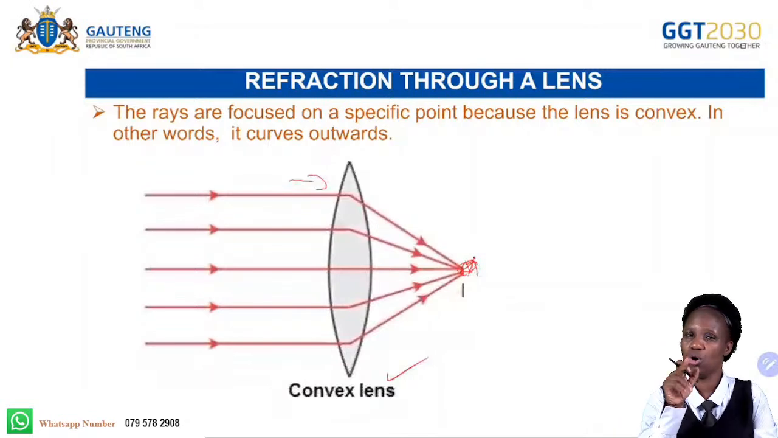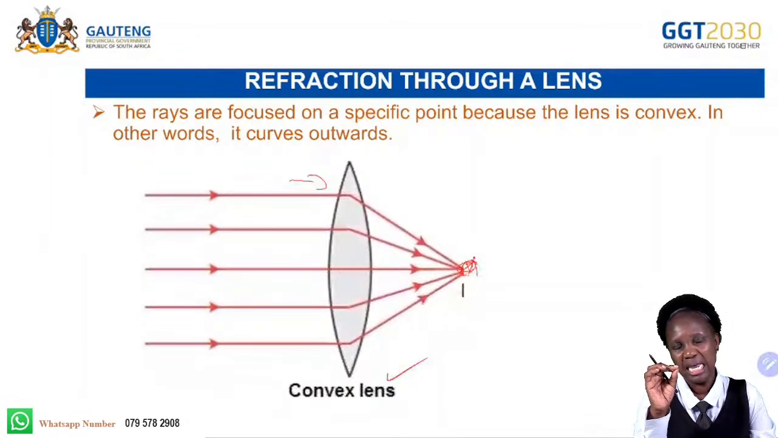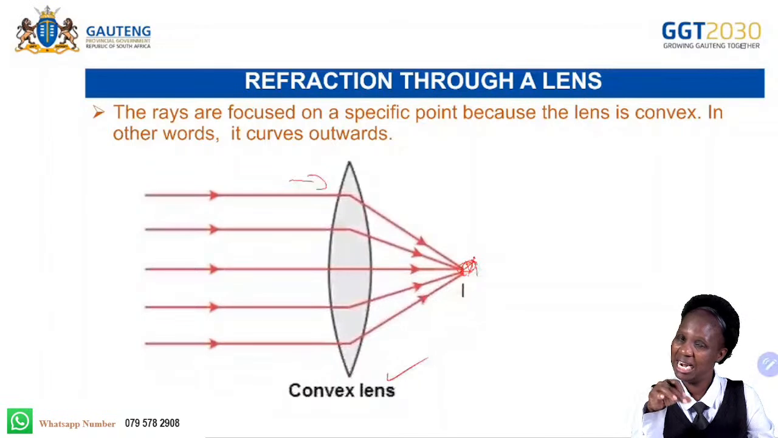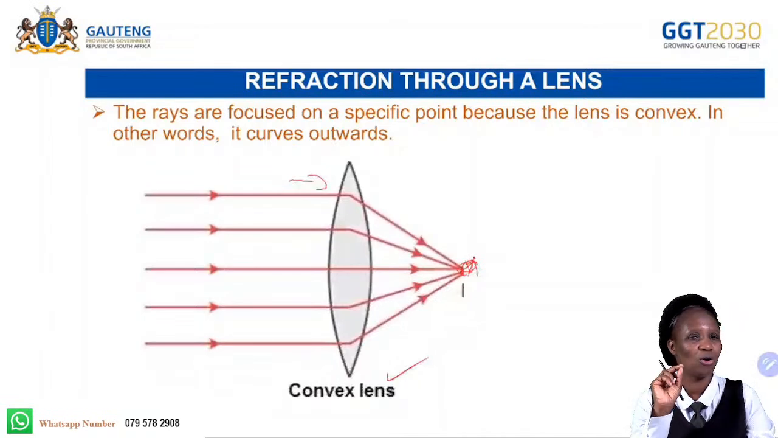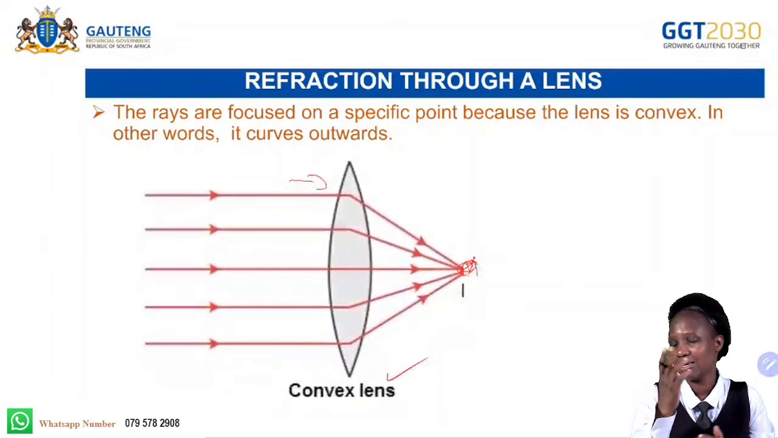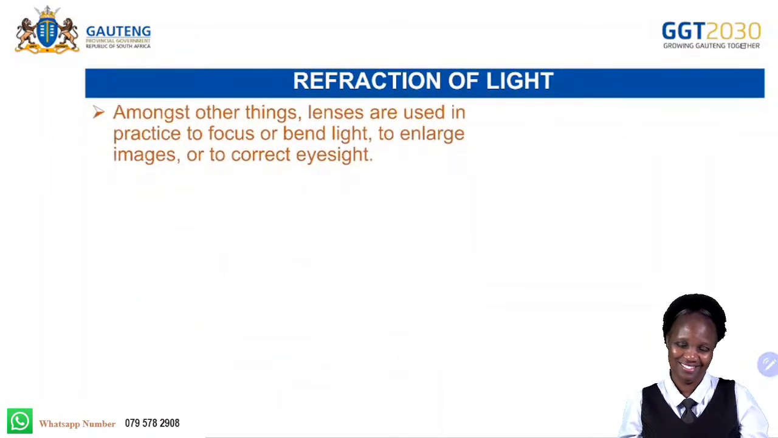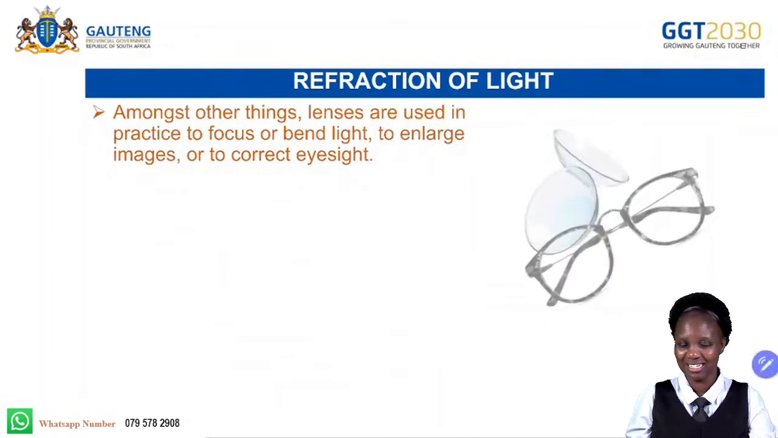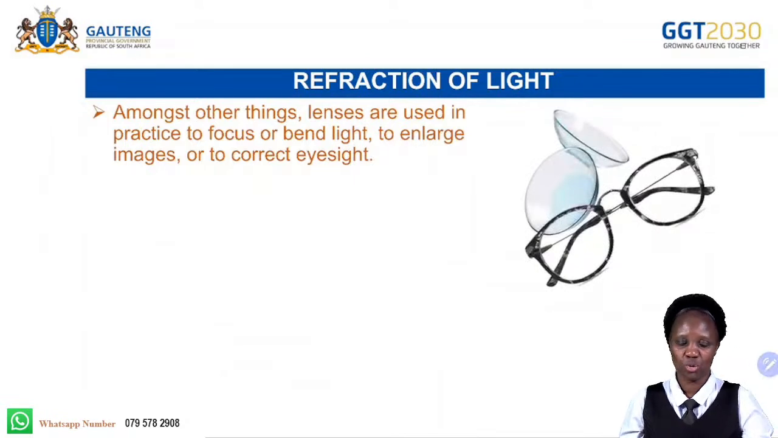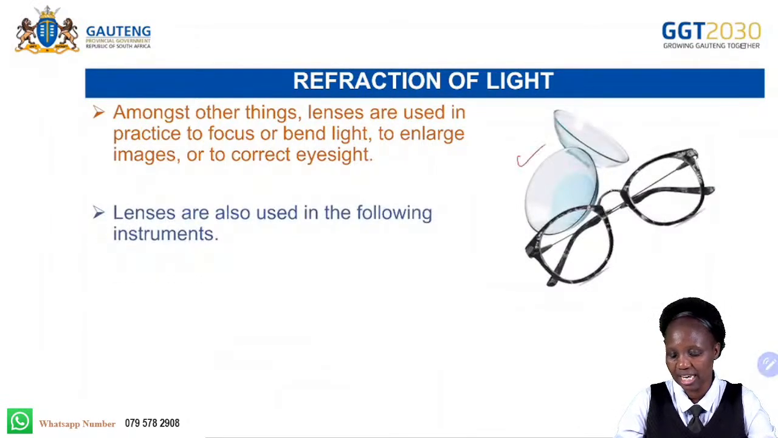And then it also depends on the shape. And then there are other people who put on spectacles. And then those spectacles, some of them are convex and some of them have concave lens, depending on what they are correcting. All right. Some correct eyesight and some of them enlarge images. Okay. This is very interesting, grade 8, isn't it? Good. Among other things, lenses are used in practice to focus or bend light, to enlarge images or to correct eyesight. We've got different types of lenses here.